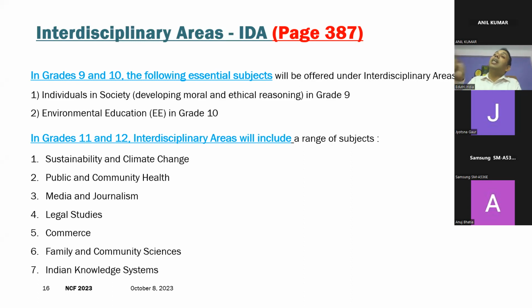Now in class 11th and 12th, first, the student has the right to go for IDA or not go for IDA. If the student wants to take IDA, then there are subjects. The student can take legal studies, accountancy, business studies, sustainability, family, the Indian knowledge system, whatever. So in 11th and 12th, first, the student has the choice of taking IDA or not taking IDA. And second, from IDA, the student can take any specific subject. But in 9th and 10th, the student does not have the right to leave IDA. And after taking IDA, the student has been given a specific subject.